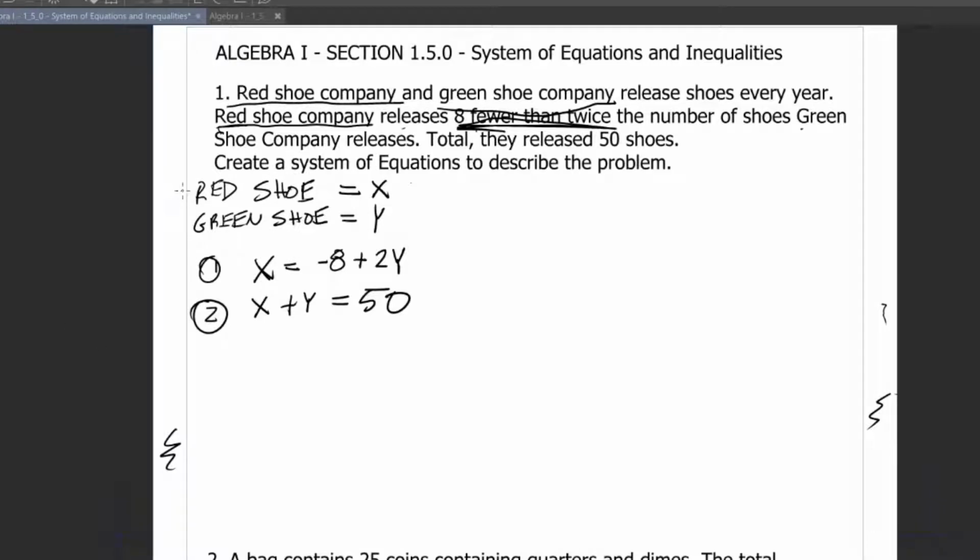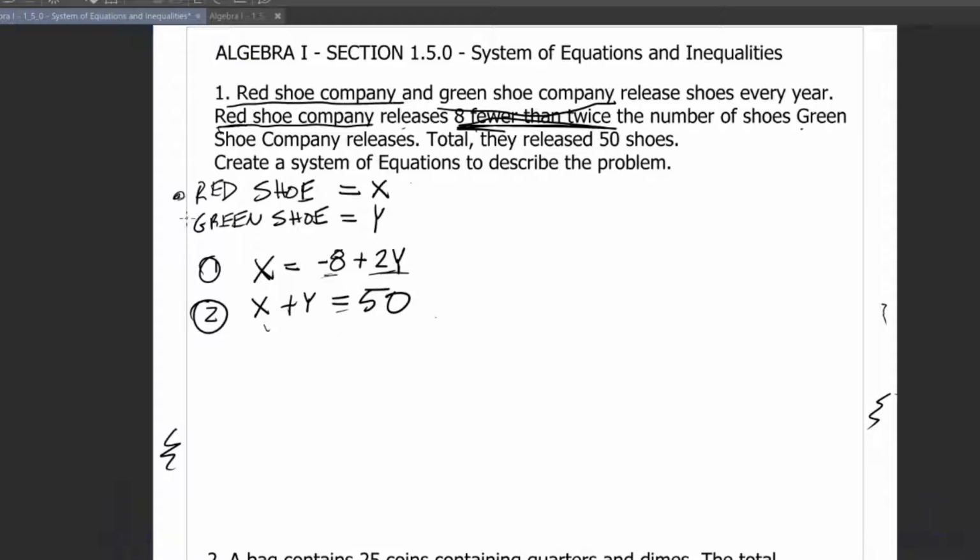Red Shoe Company releases 8 fewer, so 8 less, than twice the number of shoes Green Shoe Company releases, than 2Y, right? And then the same thing, X plus Y equals 50. If that doesn't make sense, go ahead and put it in the comment section. Maybe there's a better way I can explain it. But my best advice is to read the question multiple times and write it out. Like you see, initially I didn't put this symbol here. I just said 8 fewer, minus 8, and then 2 times the number of shoes Green Shoe Company releases.